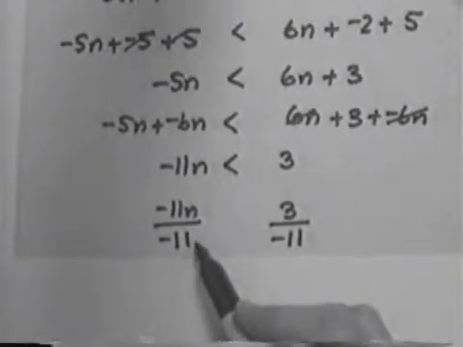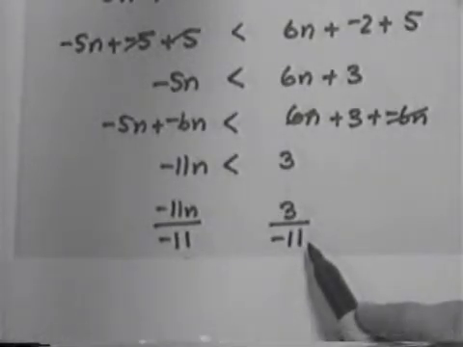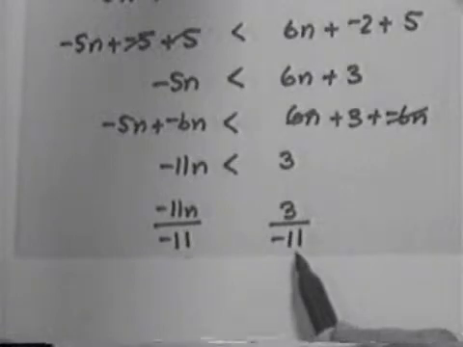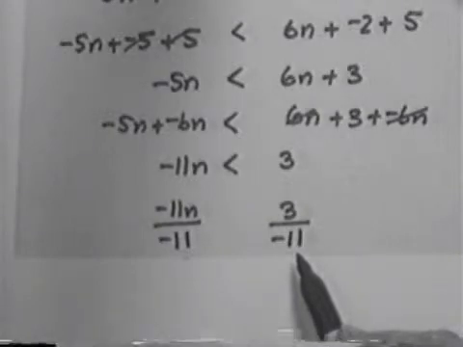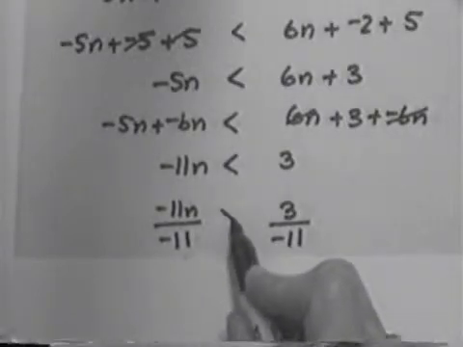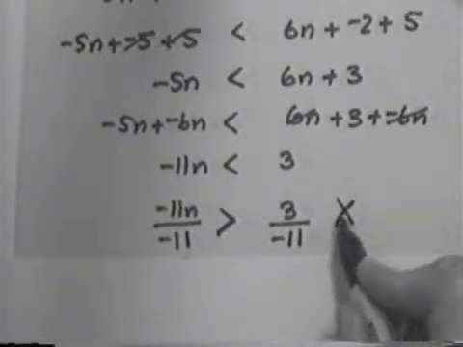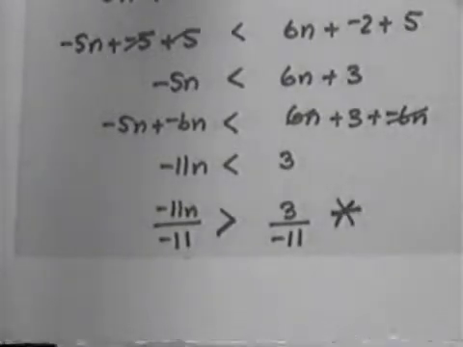So we have negative 11n over negative 11 and 3 over negative 11. We're dividing by a negative number. Dividing by a negative number is one of the two things that reverses an inequality symbol. And so the inequality symbol must reverse from less than to greater than. I'm going to star this step. This is the crucial step for reversing the inequality symbol.